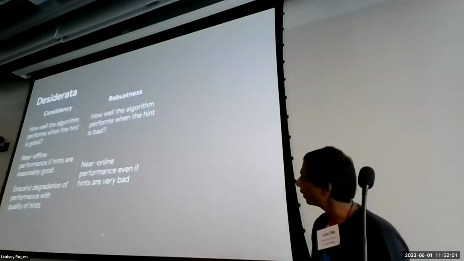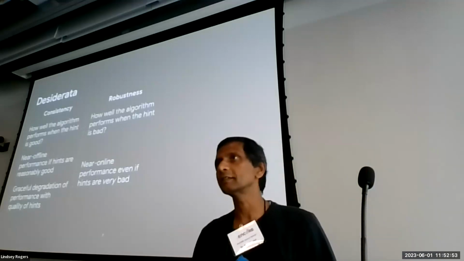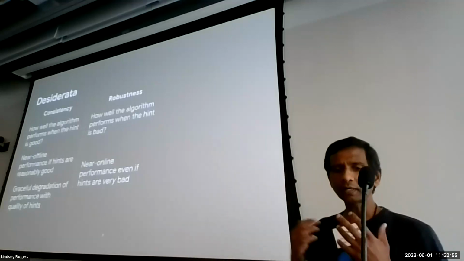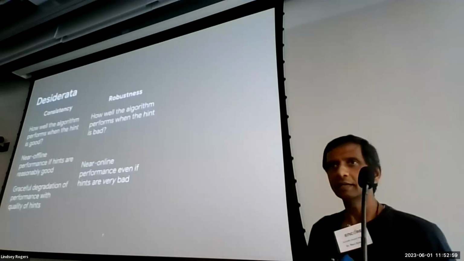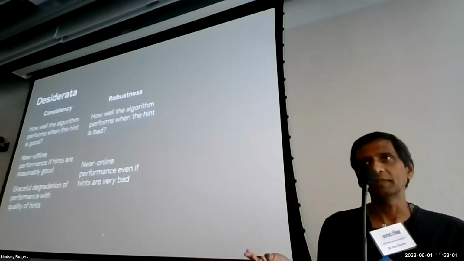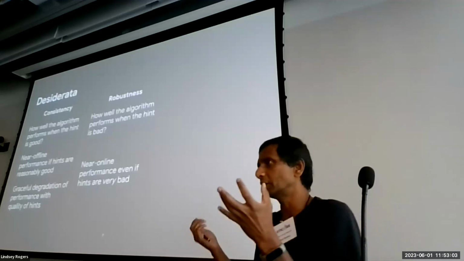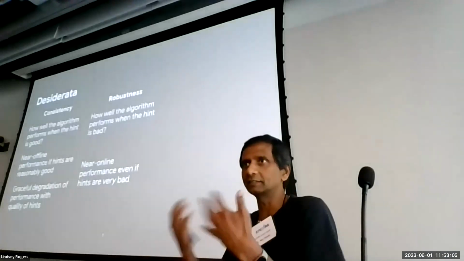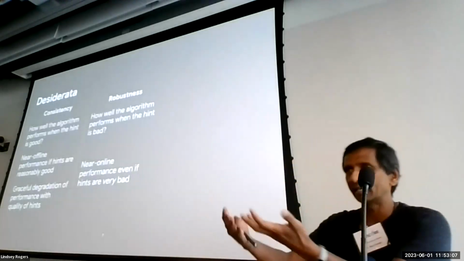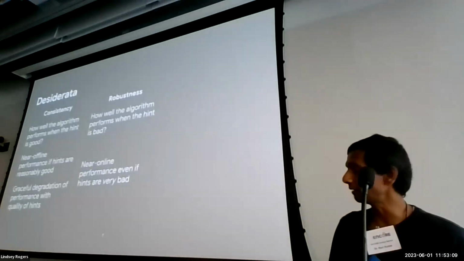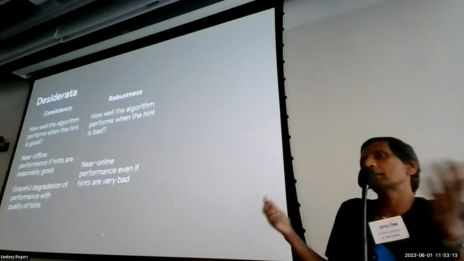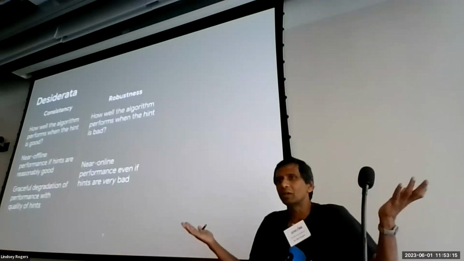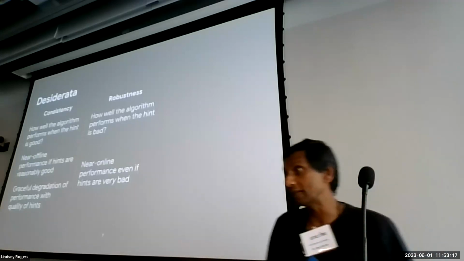The second one is almost a converse. It's the robustness, where we want the algorithm to perform reasonably well, even if the hints are bad. The hints could be random. They could be even adversarial, right? You can imagine ML models can provide adversarial advice to the algorithm. Even if that were the case, we don't want the algorithm to throw up its hands and say, sorry, you gave me bad advice, so I'm allowed to do anything bad.